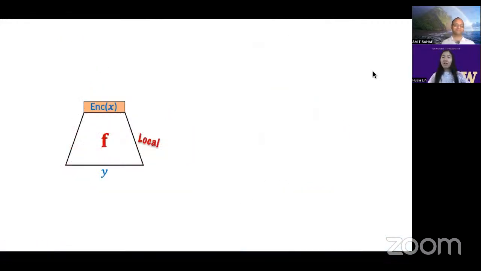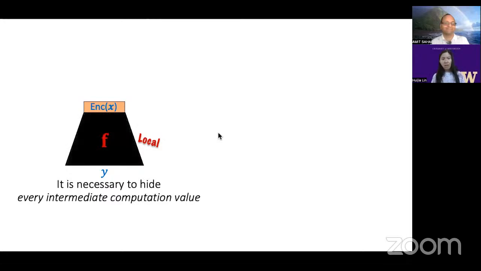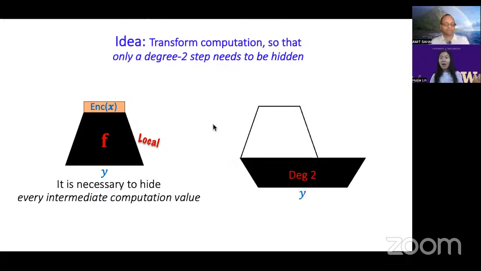So exactly, this is now our goal. Let's think for a second that if I want to obtain the final output y, however somehow hide all other information about x that isn't conveyed by y, then it is necessary that we actually hide every intermediate computation value, because every intermediate computation value may leak additional information about x that is not present in y. This requires us to hide a constant degree computation, but we only know how to hide a degree 2 computation. So our idea is to actually transform the computation in some way so that only a degree 2 step needs to be hidden and other parts can just be computed publicly.